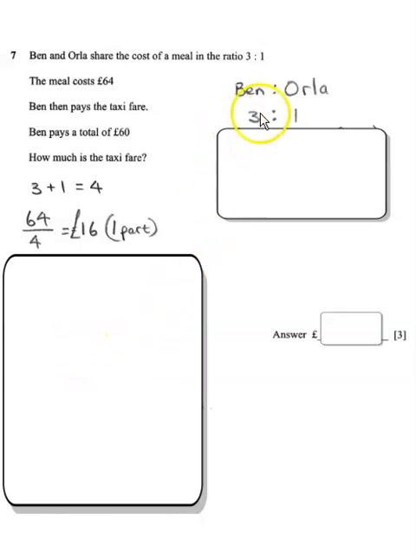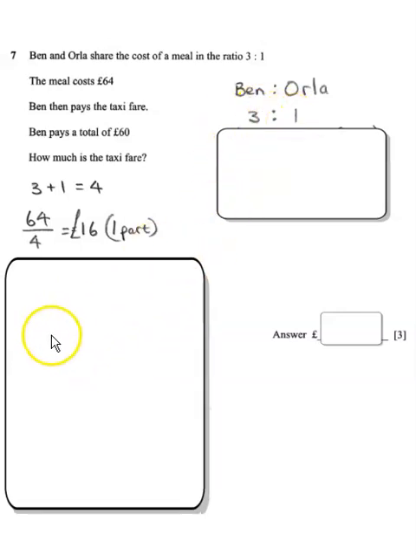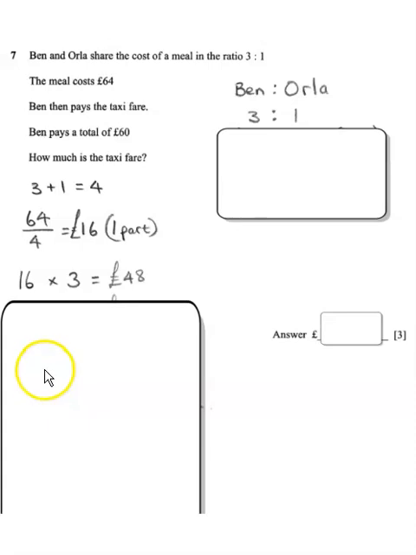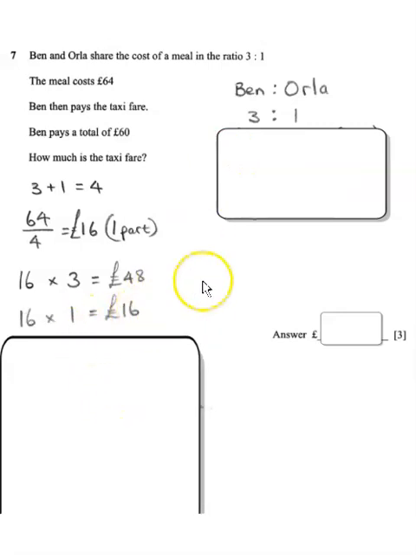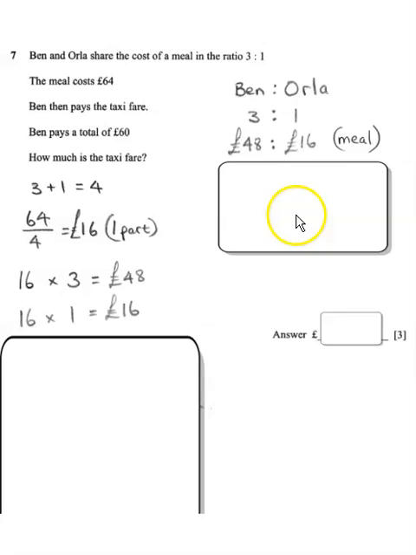So to find out how much we have for each one of these, we do 16 times 3, which is 48. So Ben paid £48 for the meal, and 16 times 1, which then means Orla paid £16 for the meal. Now when you add them both up, that's it here. So if we add those both up, it should equal 64.